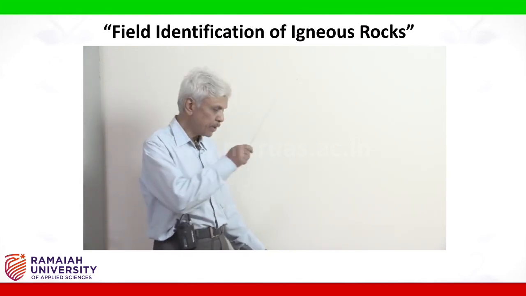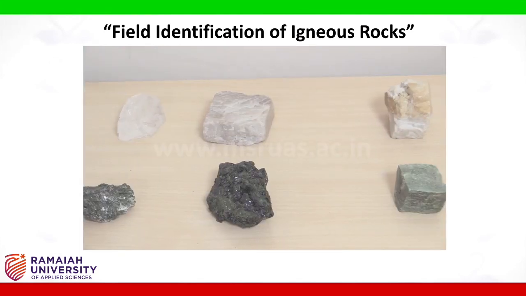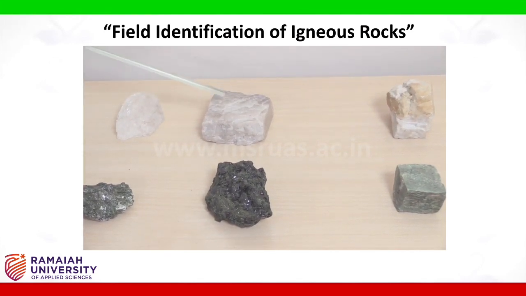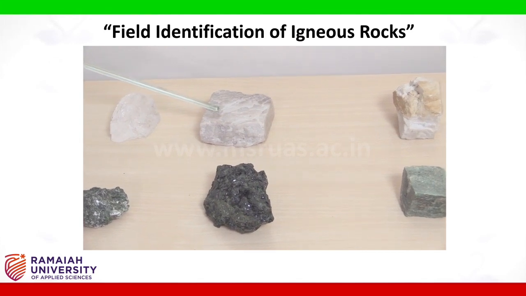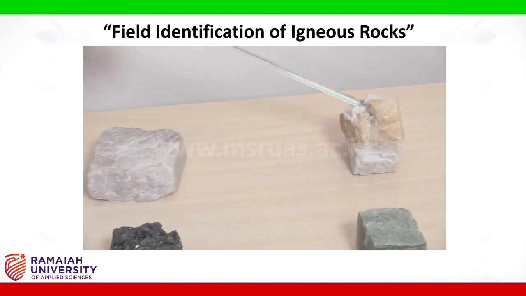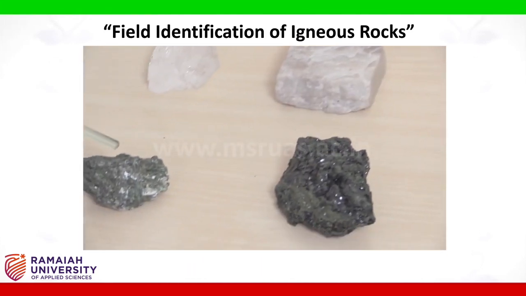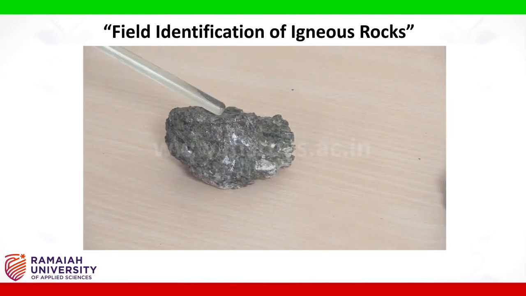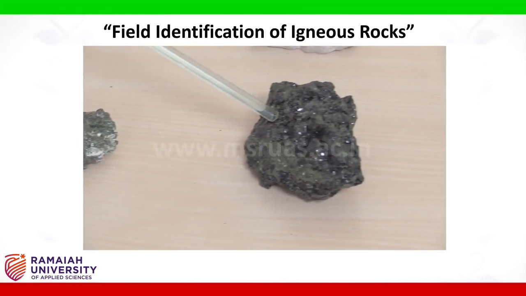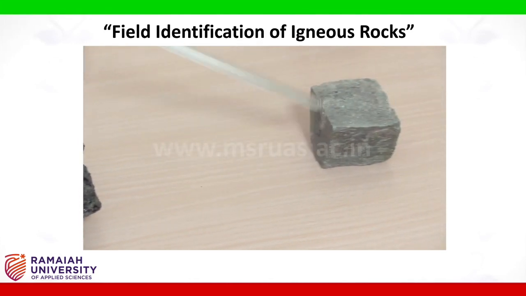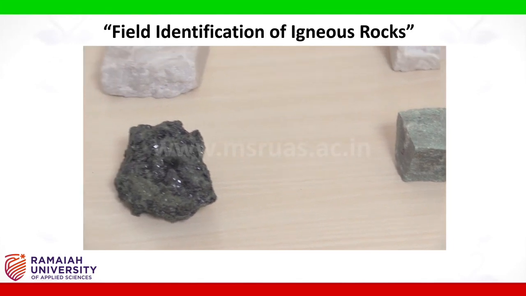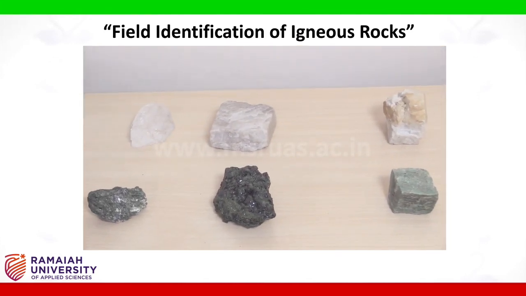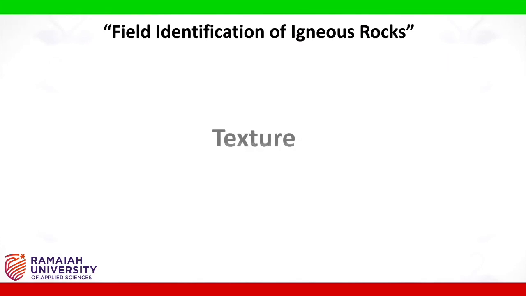Such minerals are quartz, feldspar, this is orthoclase feldspar, this is plagioclase feldspar, this is hornblende coming under the amphibole group of minerals, this is pyroxene and this is olivine. The combination of these minerals in different proportions enables us to classify the igneous rock.